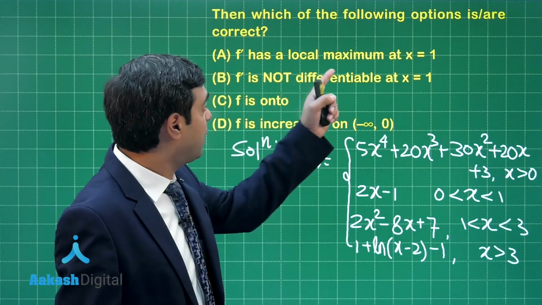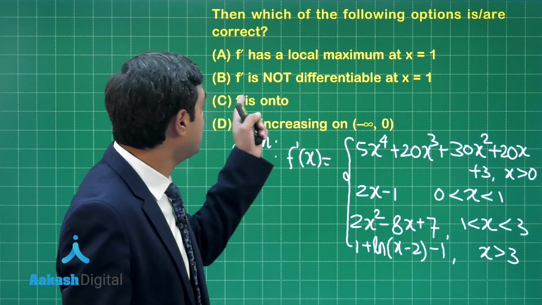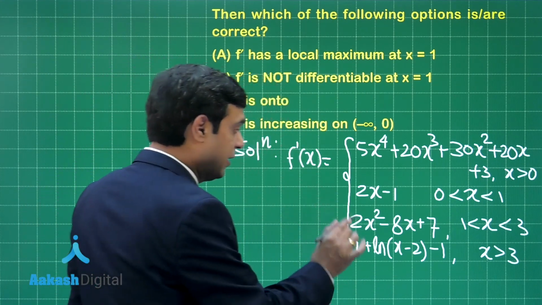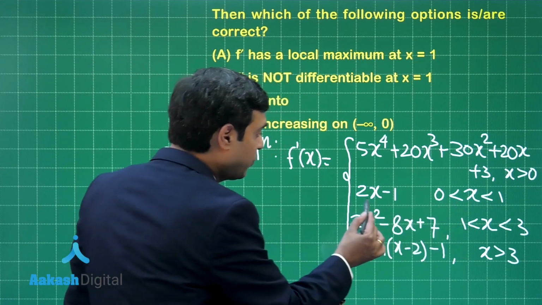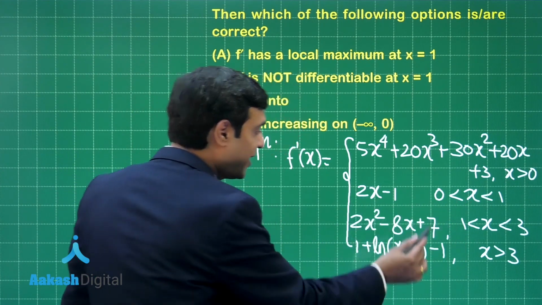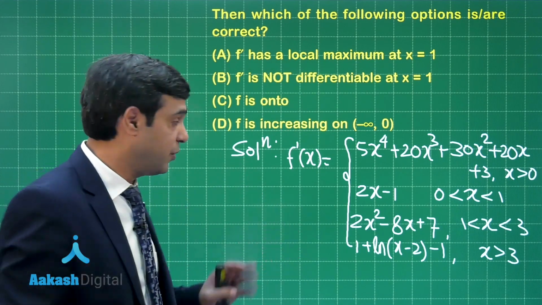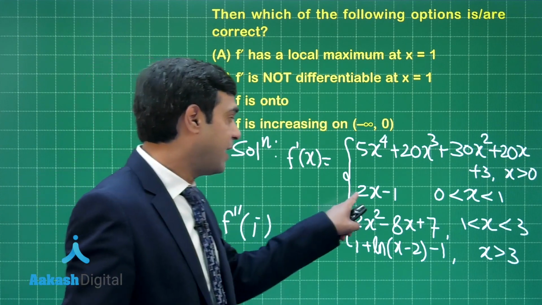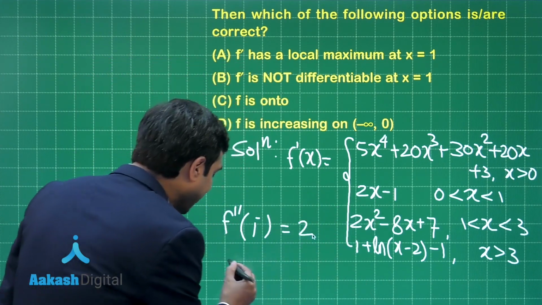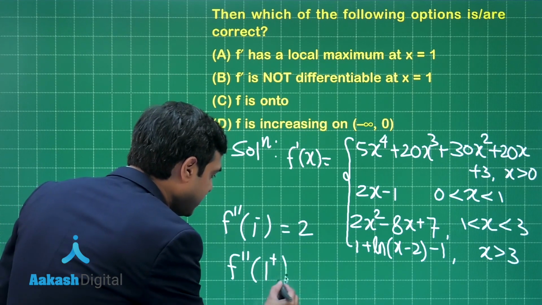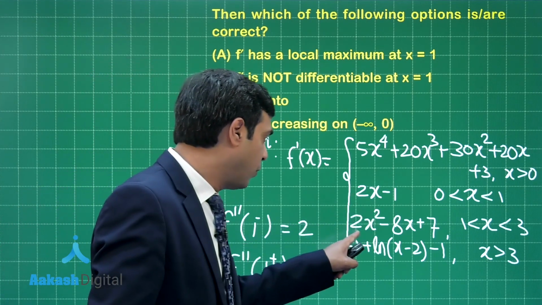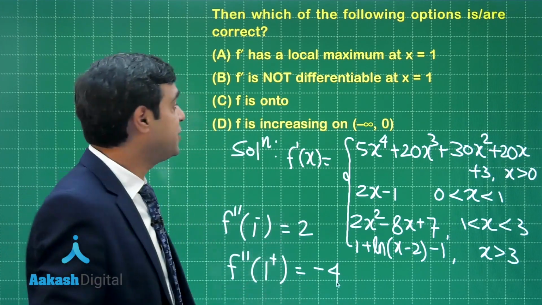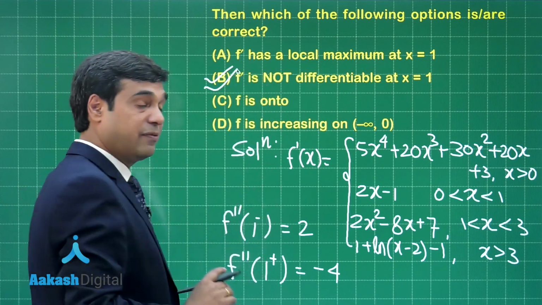So option 1 is talking about maxima of f', option 2 is talking about differentiability of f'. So let's check first the f' function. Here we can see that when you put x equals 1 from the left hand side it is 1, from the right hand side it is also 1, means f' is continuous. When you find its second derivative around 1, the second derivative is just 2 here, and from the positive side when you take its derivative it is 4x minus 8, so it is giving you minus 4. Clearly it is not differentiable, meaning option B is the correct one, right?